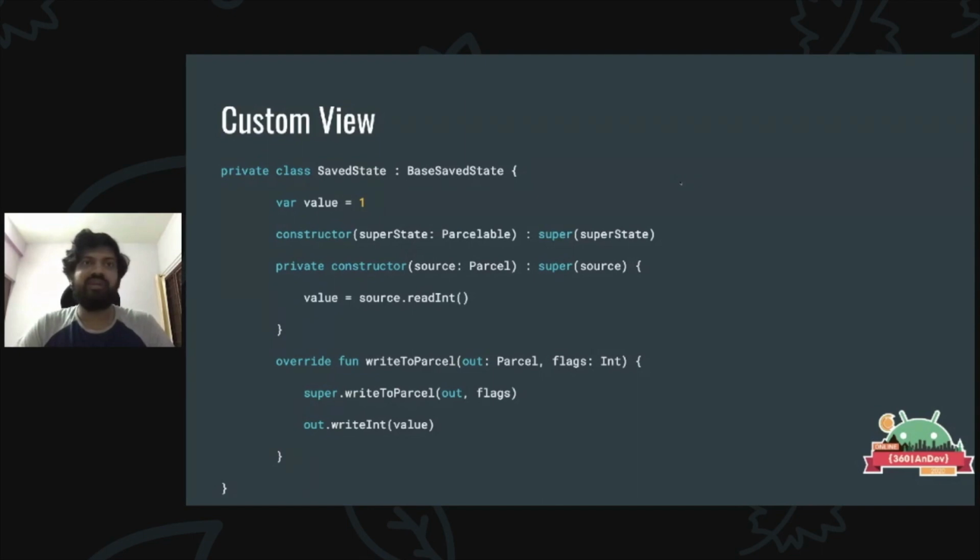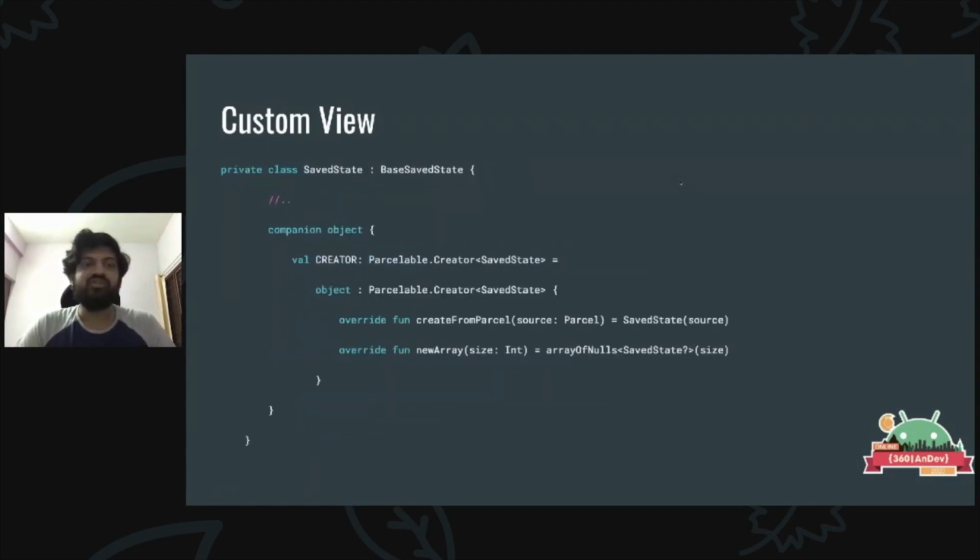Once you have written the basic methods, there's also a requirement that you need to have a static member called CREATOR, and it has to implement the Parcelable.Creator interface. So it is a hard requirement, and you cannot bypass it. All it does is create a saved state from a parcel, and that is all you need to do to start supporting state restoration. Now, this is like a plugin mechanism.